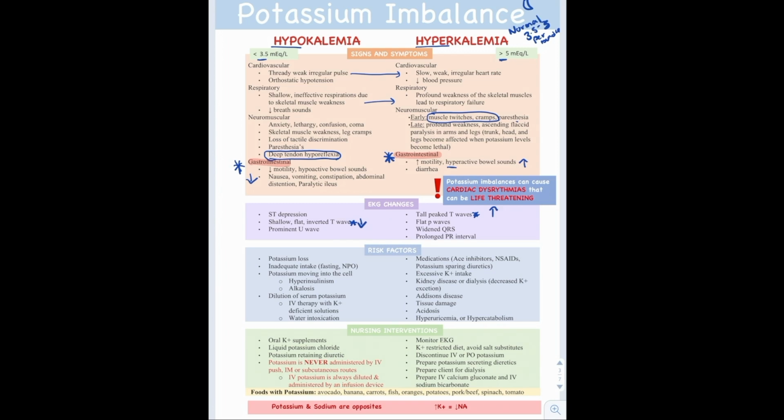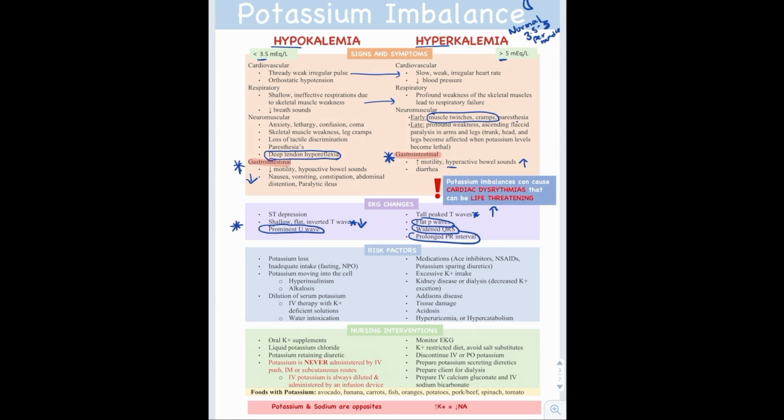Now we are also going to have a prominent U wave in hypokalemia. So just remember that one as well. And you can remember that in hyperkalemia, we're going to see those flat P waves, a widened QRS, and a prolonged PR interval. So you want to definitely remember those EKG changes.